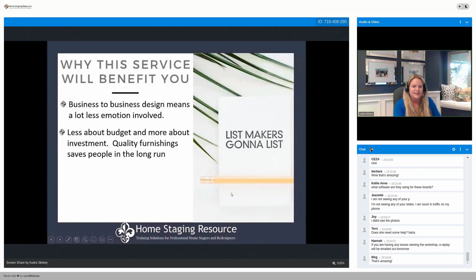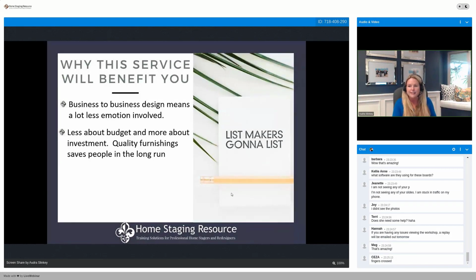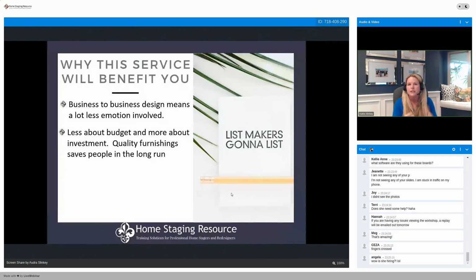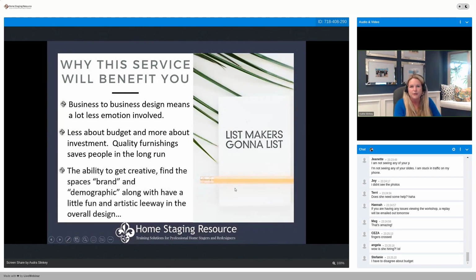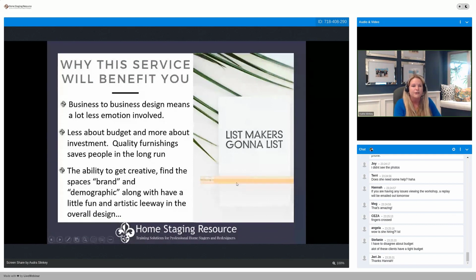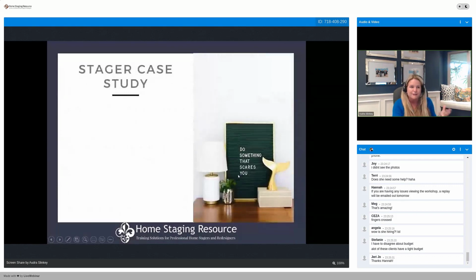Here's the deal though. A lot of people get kind of tripped up because it's less about budget, it's more about investment. And so we're speaking to clients based on what their budget is and not really what their investment is. Because similar to staging, when they're willing to invest more in a little bit more quality and long lasting furnishings, they're going to last better. Quality furnishings does save them in the long run. So with the ability to get creative, you find the brand, the demographic, you have a lot more artistic leeway. It's just kind of fun.